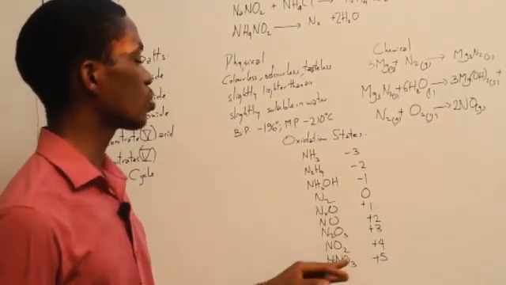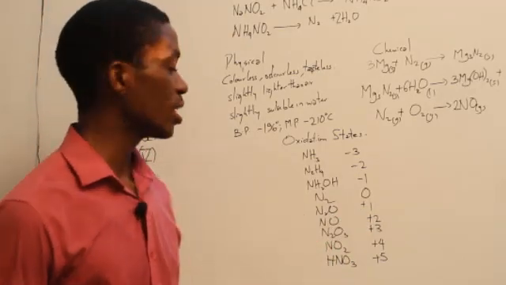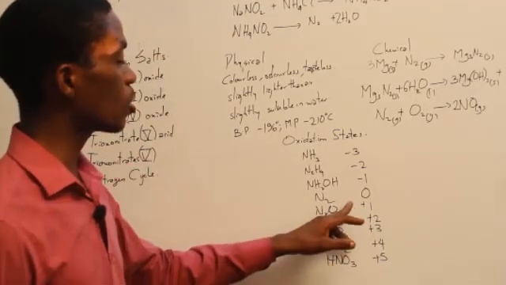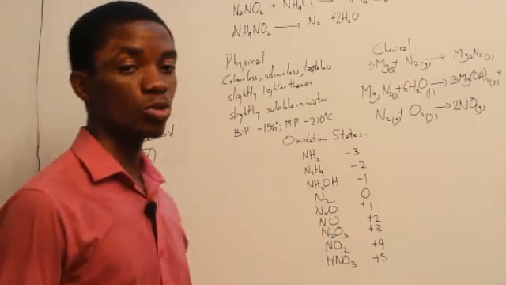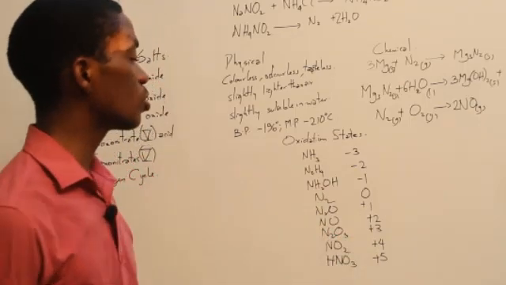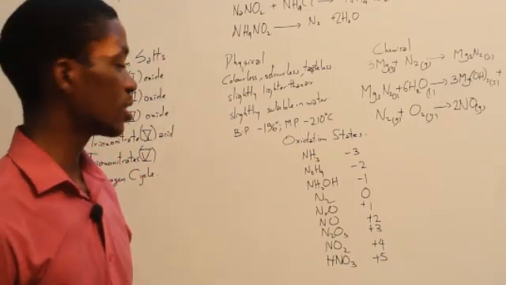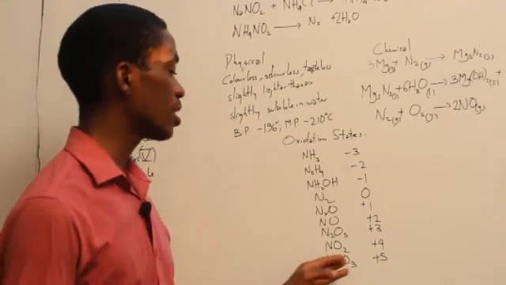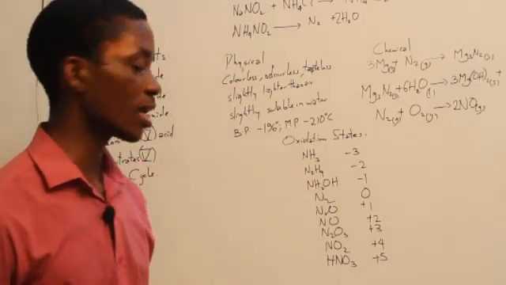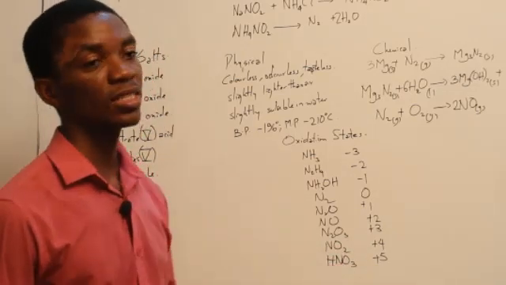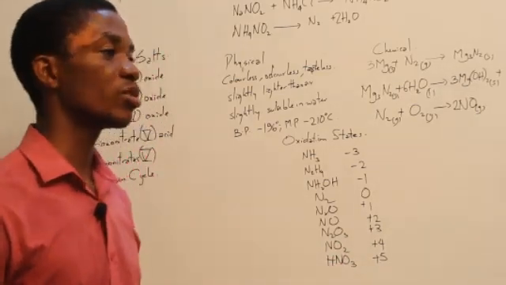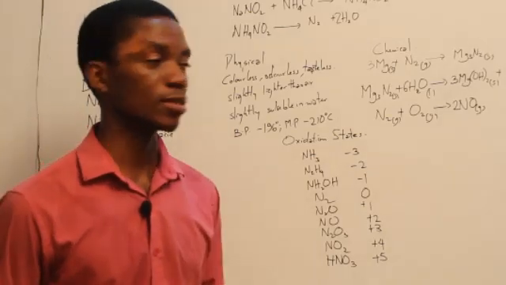It exists as +1 in dinitrogen 1 oxide, +2 in nitrogen 2 oxide, +3 in nitrogen 3 oxide, that's dinitrogen 3 oxide, +4 in nitrogen 4 oxide, and +5 in trioxo nitrate 5 acid.